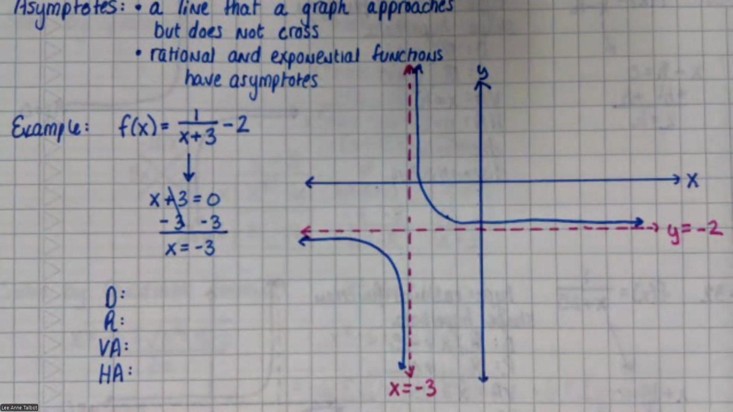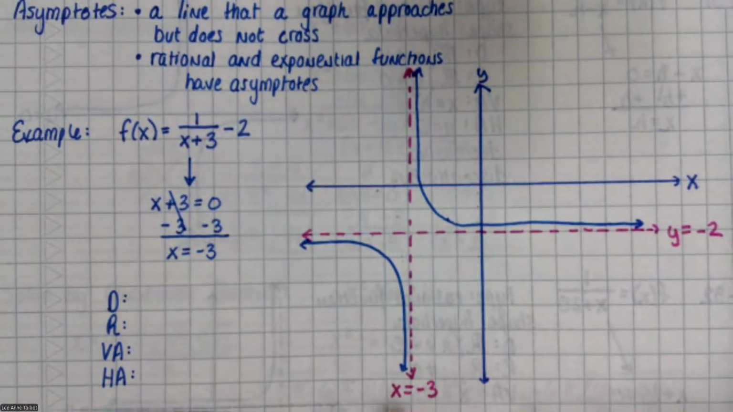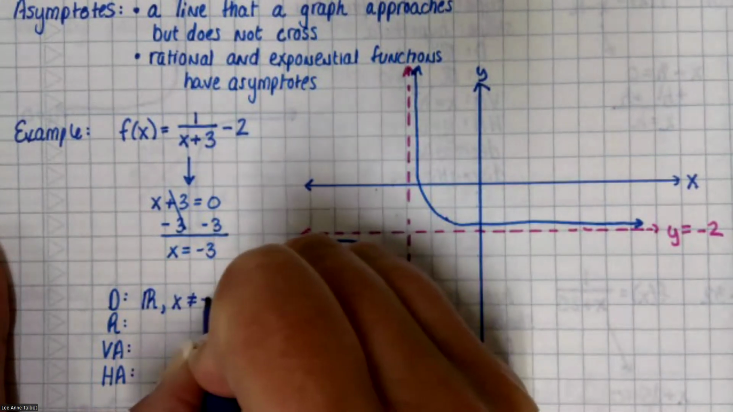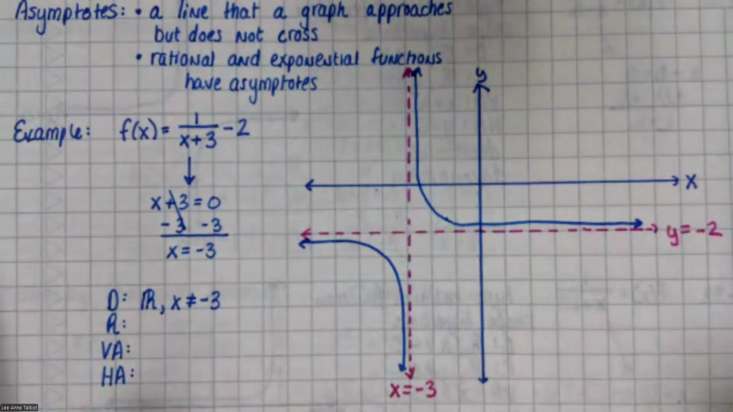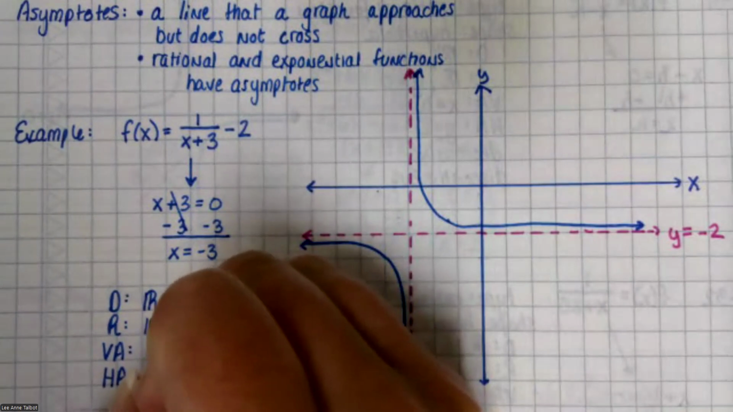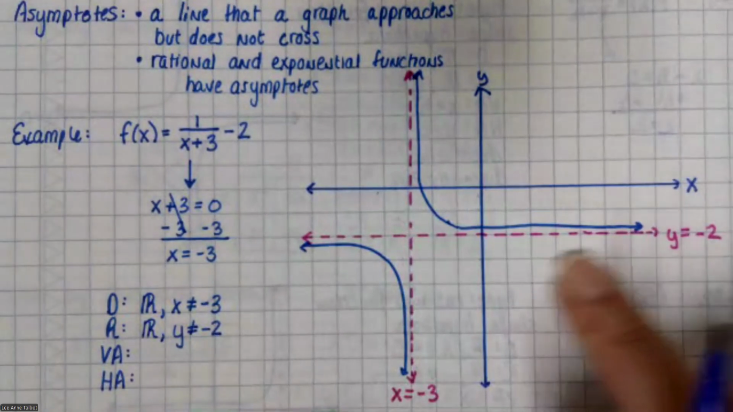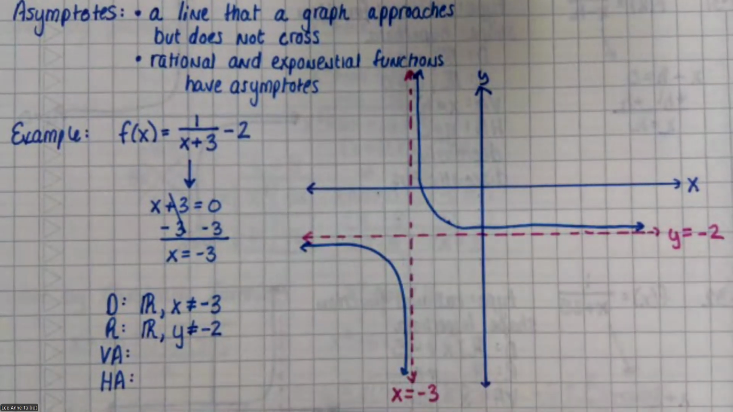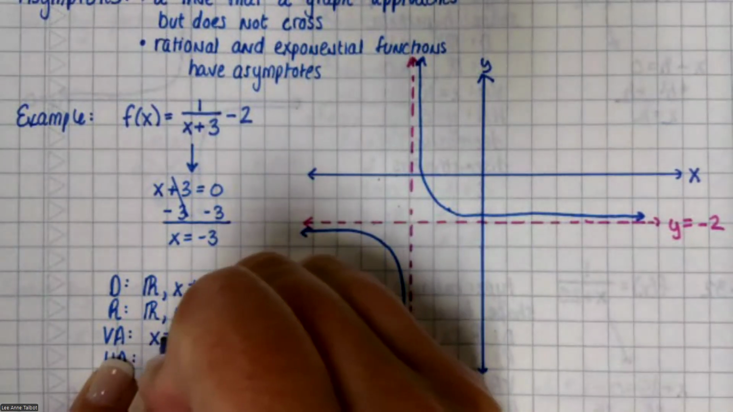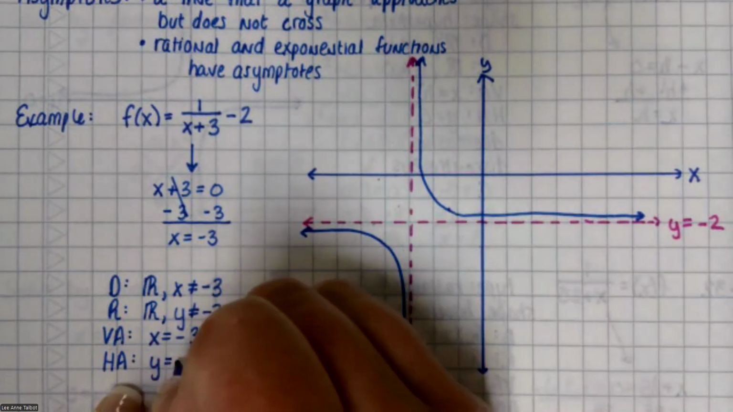Okay, last thing. The domain is everything except -3. So all real numbers, x will not be -3. That's because that's where that jump is. The range will be all real numbers except y will not be -2 because of this jump here. Vertical asymptote is x equals -3. Horizontal asymptote is y equals -2.